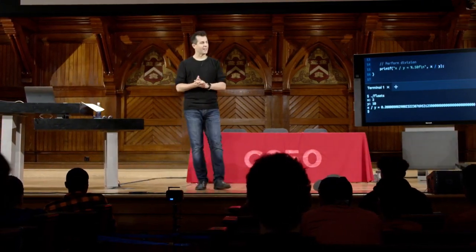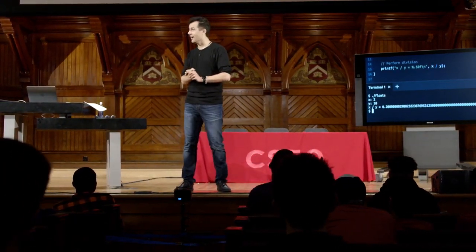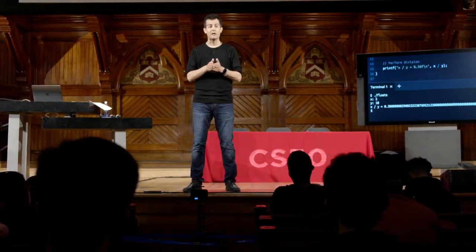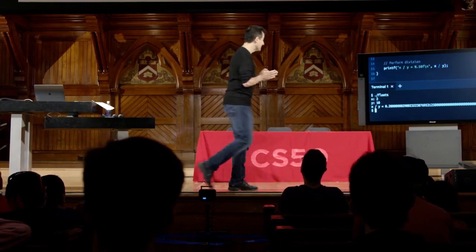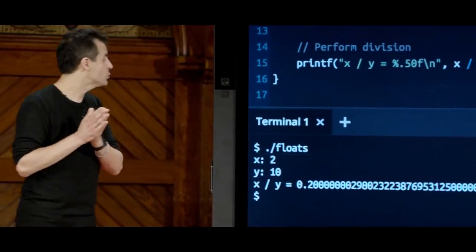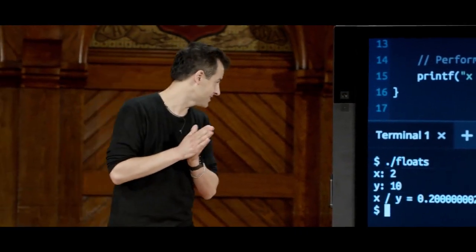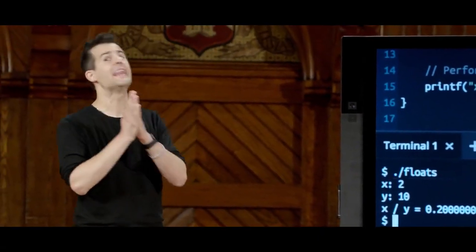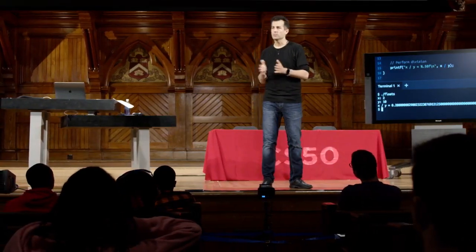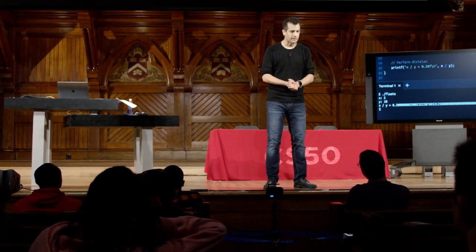2 divided by 10 is apparently not 0.2000000 infinitely. It's apparently 0.2000000298023223876953125, and then all of those zeros. What the hell is going on? Where's the bug? Where's my mistake? Where's my misunderstanding?